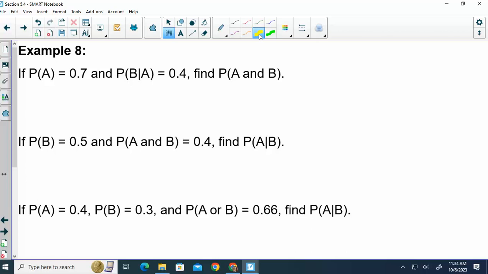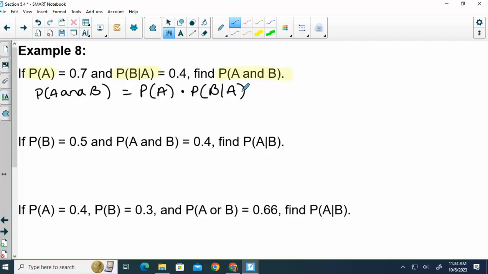If I'm looking at this problem, I have a probability of A, probability of B given A, probability of A and B. So look at your formulas for chapter 5. What formula involves those three things? All right, so that one says the probability of A and B is probability of A times the probability of B given A. Are you guys okay? The formula sheet has E's and F's. Are you guys okay with me swapping out A's and B's?